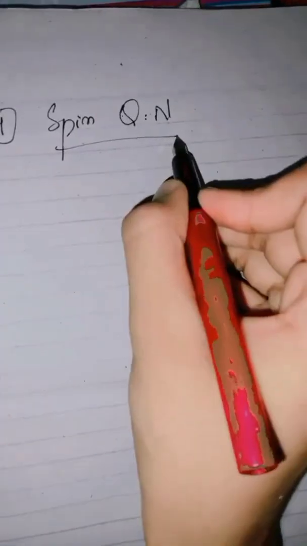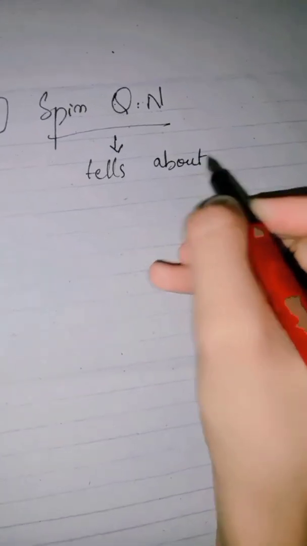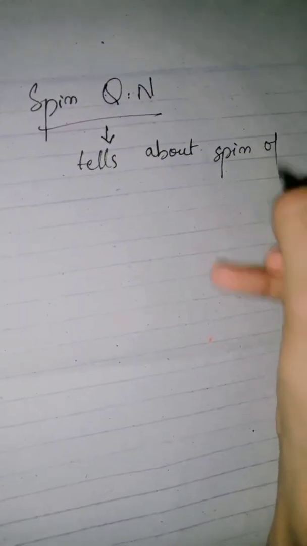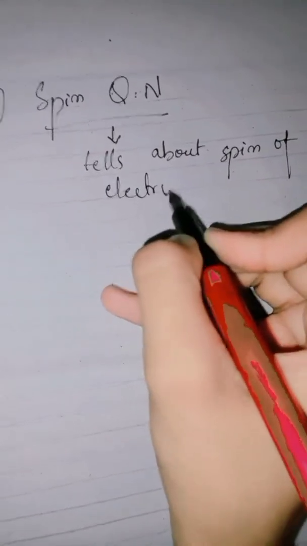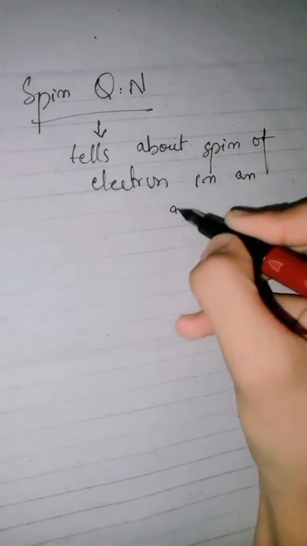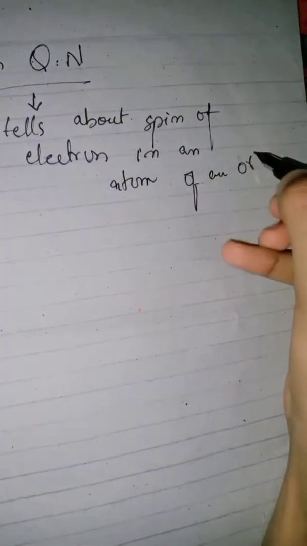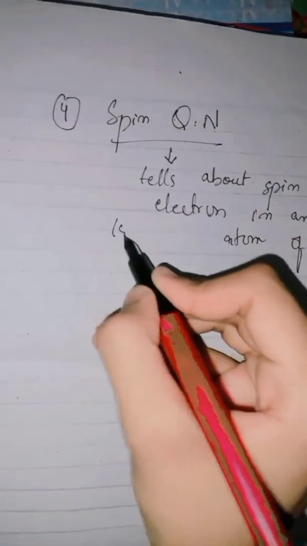Now the fourth quantum number is the spin quantum number. What is the spin quantum number? It basically tells about the spinning of an electron in an atom. The spinning of an electron of an orbital in an atom is called the spin quantum number, and it is represented by s.